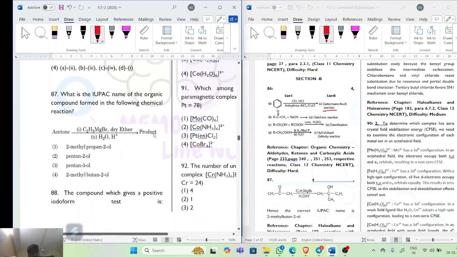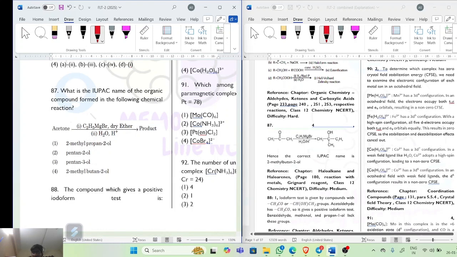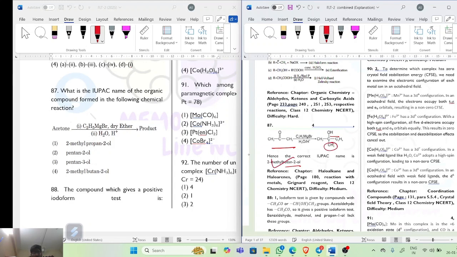Now coming to question number 87. What is the IUPAC name of the organic compound formed in the chemical reaction? We have acetone reacting with C2H5MgBr in dry ether, followed by H+. On reacting CH3COCH3 with this reagent, it gives CH3C(C2H5)(CH3)OH. For the IUPAC name, we have 1, 2, 3, 4 carbons, so but- will come. We have an OH group on the second position and a methyl group on the second position. So this is our correct IUPAC name, and the correct answer is option number 4.